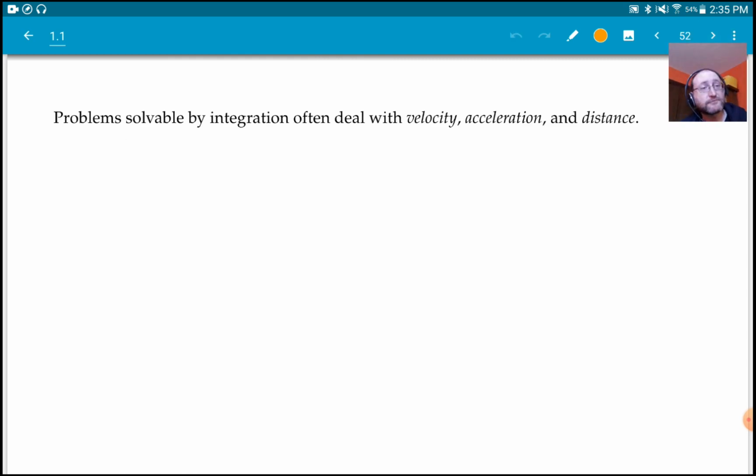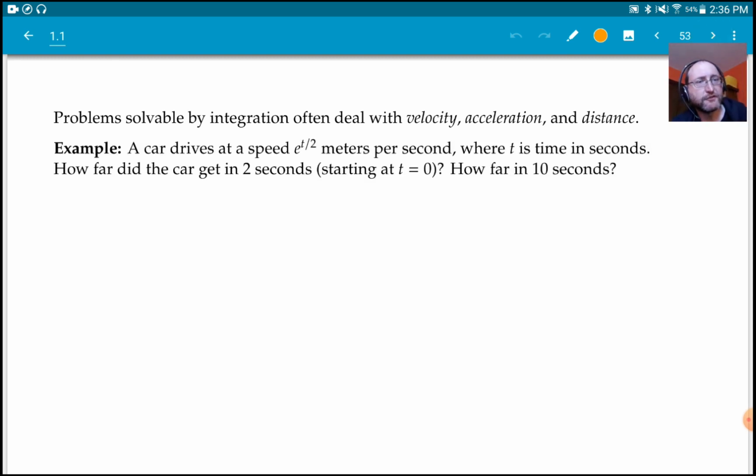All right. Now, let's go back to the beginning. Let's forget about the right-hand side being a function of the dependent variable. Let's just suppose it's the independent variable. Typical word problems that you would solve that way, and that you did solve in Calc 1, were things that deal with velocity, acceleration, distance, those sorts of things. So, for example, if I have a car and it drives at e to the t over 2 meters per second, where t is the time in seconds, I could ask some question about it. How far did the car make it in 2 seconds?